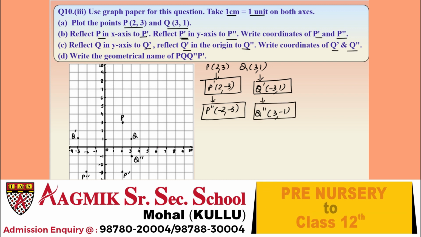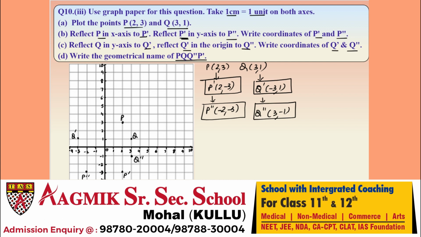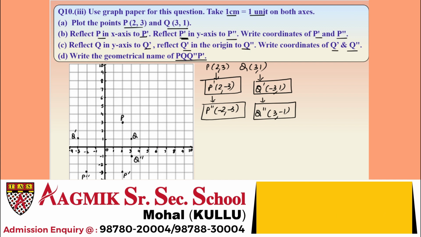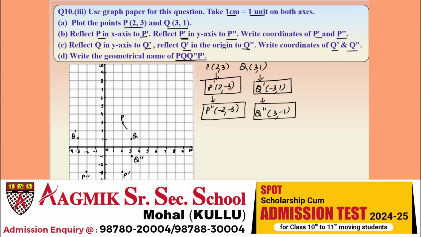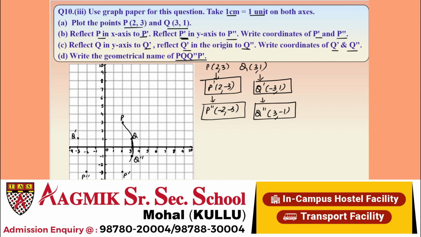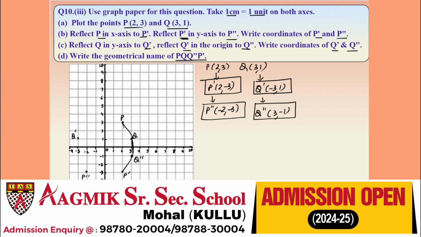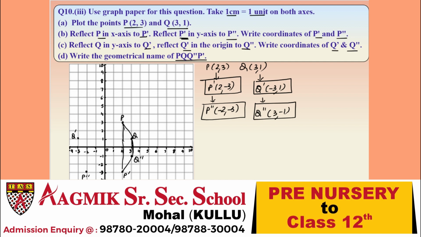Write the geometrical name of PQQ double dash P dash. So let us join now. So you can see we have to first of all join PQ. So this is PQ, then QQ dash, then Q double dash to P dash, and then P dash to P. So see, we have this.